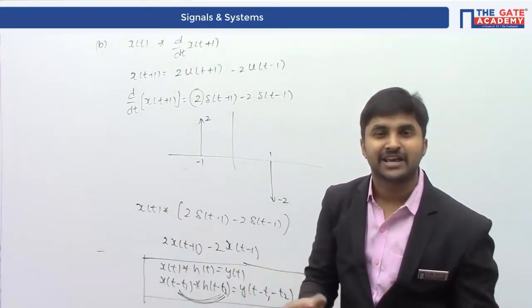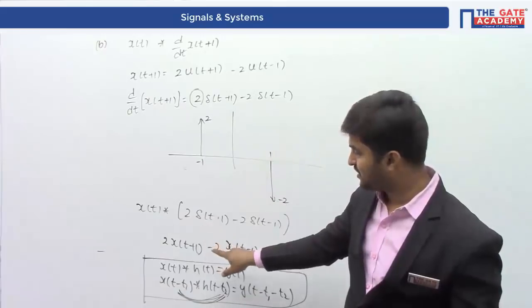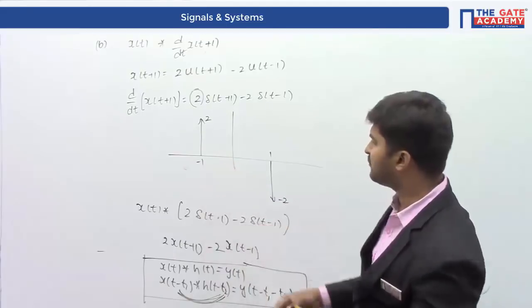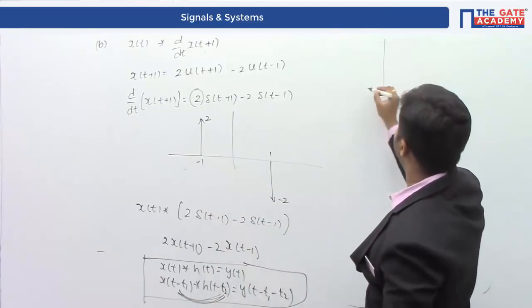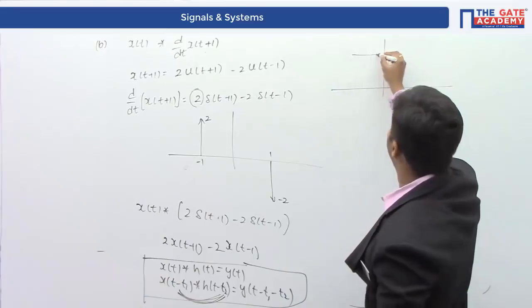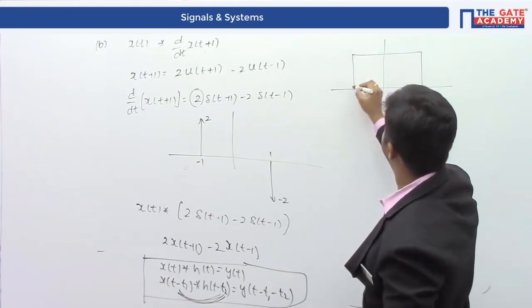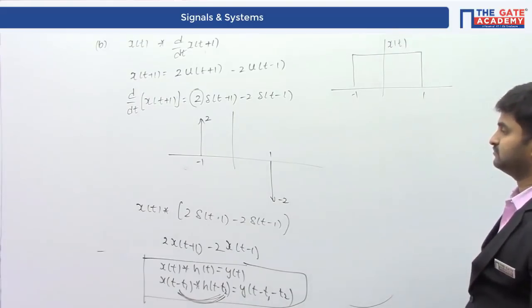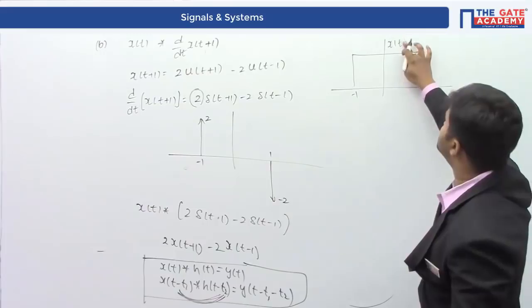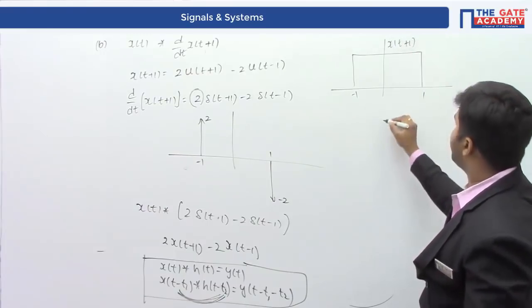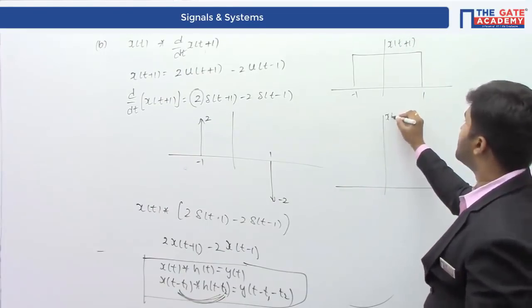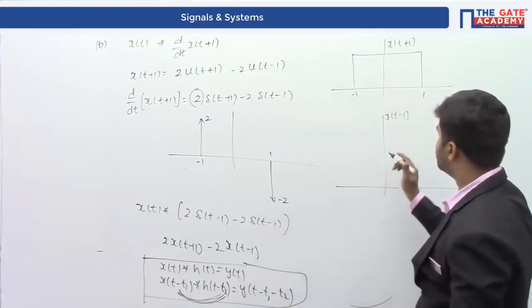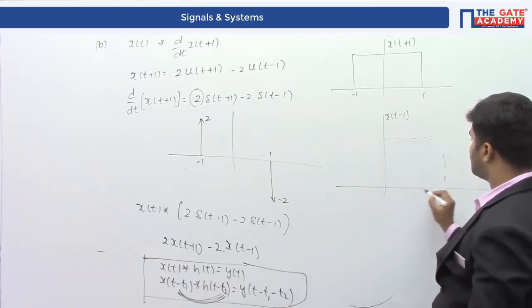What we have to do here is the pictorial representation. We have written it mathematically, but we need a pictorial representation. We already have x of t plus 1. What is x of t plus 1? It's going to be from minus 1 to 1. This is x of t plus 1. X of t minus 1 is nothing but the delay applied on x of t. If I delay the function, generally you have 0 to 2.